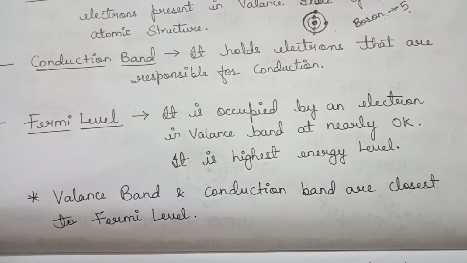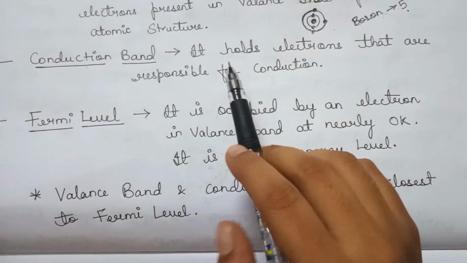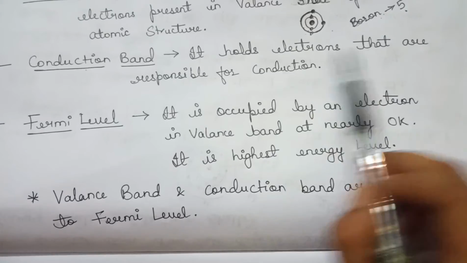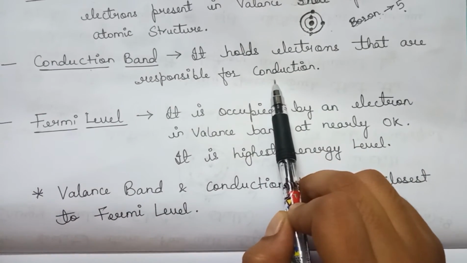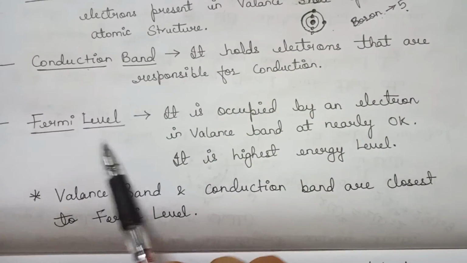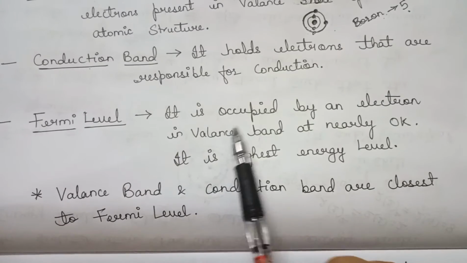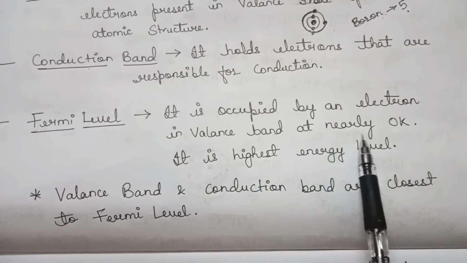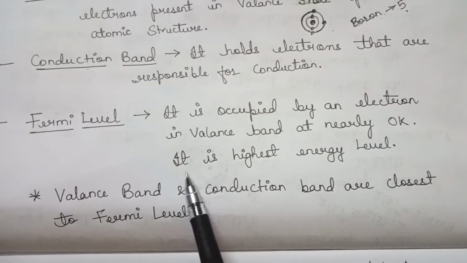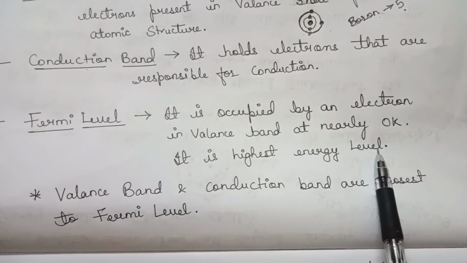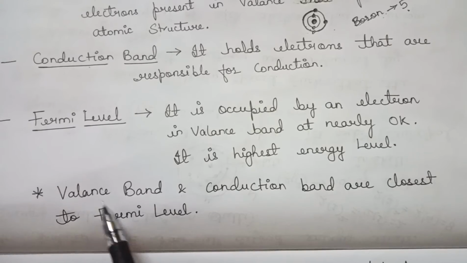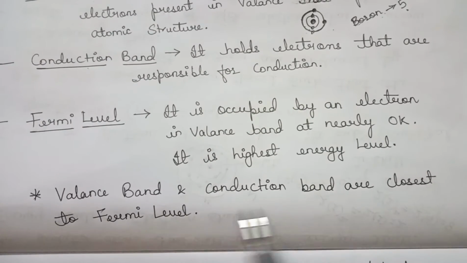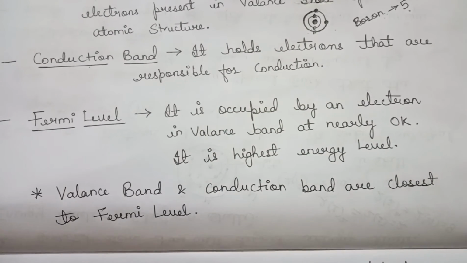Next is the conduction band. The conduction band holds the electrons that are responsible for conduction. Next, what is the Fermi level? It is the level occupied by an electron in the valence band at nearly 0 kelvin. It is the highest energy level. And the valence band and conduction band are the closest to the Fermi level.